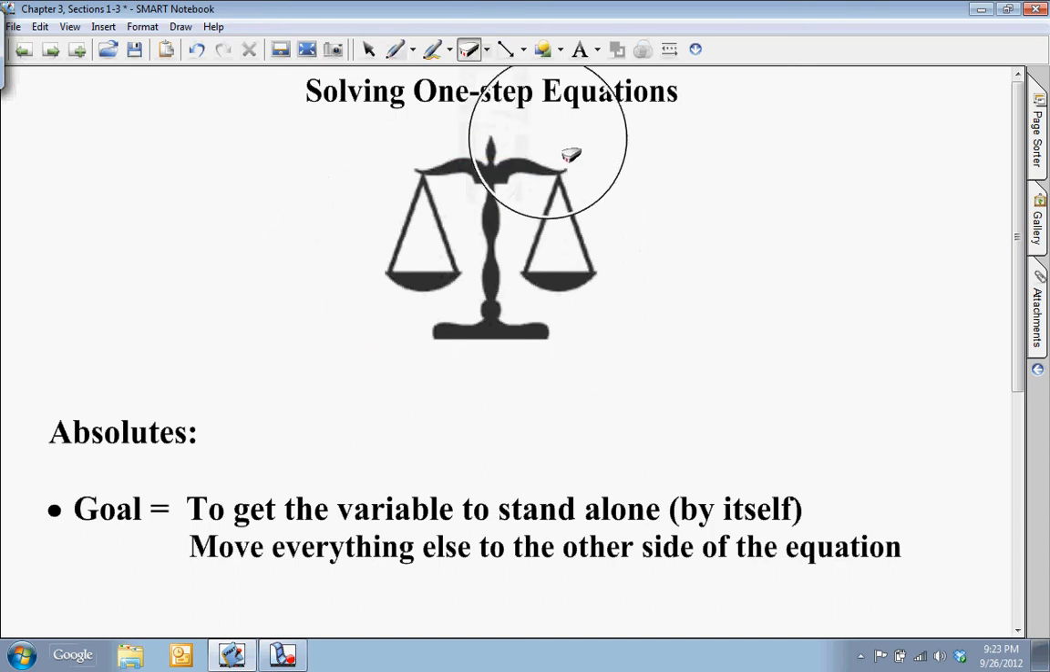However, if I put weight on the other side, the opposite would occur. One side would go down, the other would go up because of the weight on that side. When we are dealing with solving equations, we have to remember to keep the scale balanced at all times. So if we add something to this side, we also have to add the exact same thing to the other side. We have to keep the scale balanced.